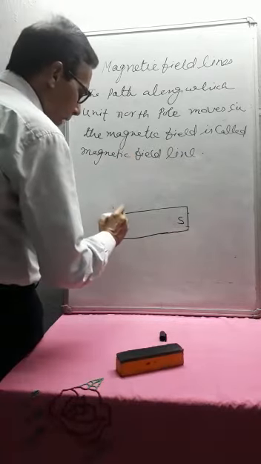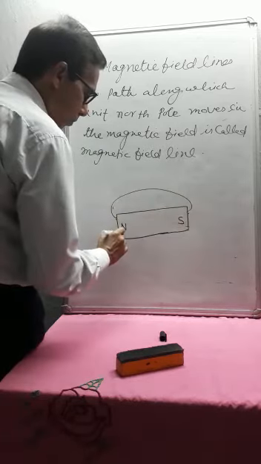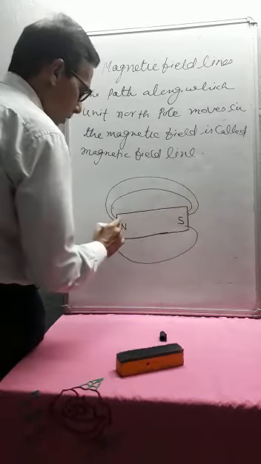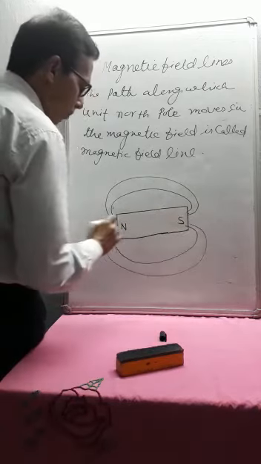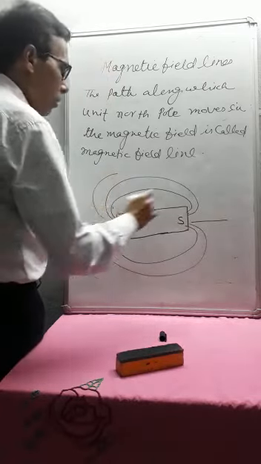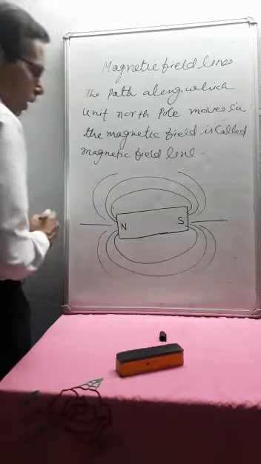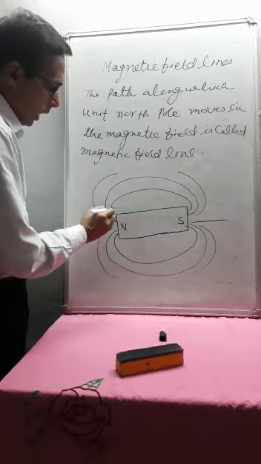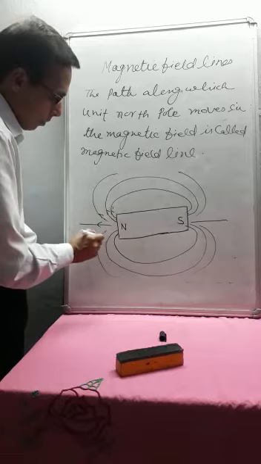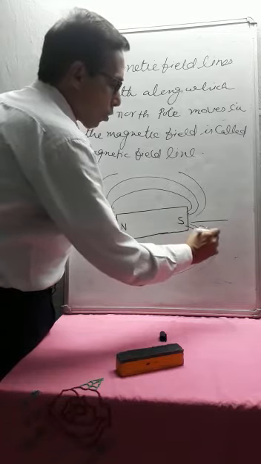So here we draw the different magnetic field lines. This is the second magnetic field line. Now all the magnetic field lines originate from north pole, so here the direction of arrow will be like that, and terminate at the south pole.